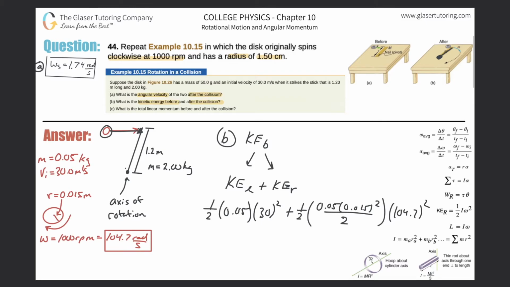And then just calculate that, okay? So this will now be equal to the kinetic energy before. And let's plug in this monster. So 0.5 times 0.05 times 30 squared plus 0.5 times 0.05 times 0.015 squared divided by 2 times 104.7 squared. And it works out to be about 22.5 again. All right, 22.5. It's basically the same as the other problem. It's slightly greater, but really not by much. And that is in joules. Okay, so that's the kinetic energy before.